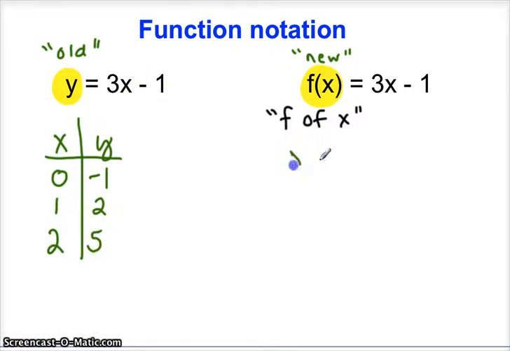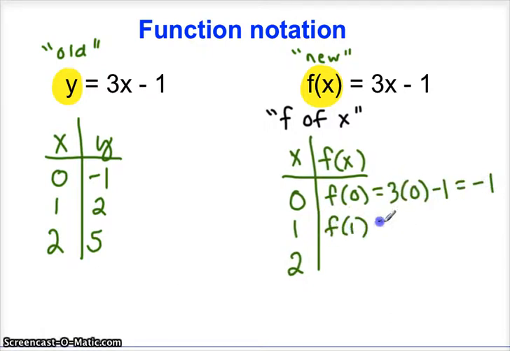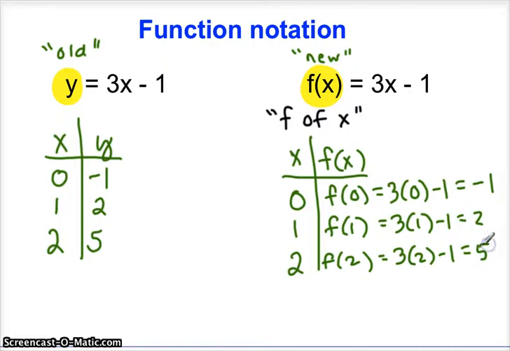The same thing is going to happen here, except I'm not going to write y, I'm going to write f of x. So if I still want you to plug these numbers in, it means plug in 0, so 3 times 0 minus 1, you get negative 1. Same thing, if I plugged in 1, I'd get 2. If I plugged in 2, I'd get 5. So again, nothing is changing here, just the way that we're writing it.